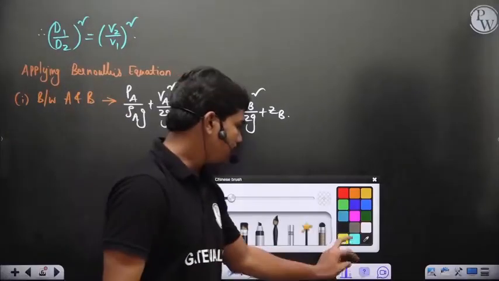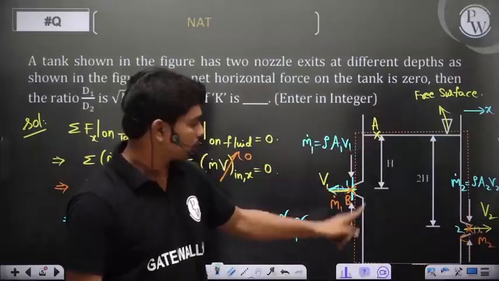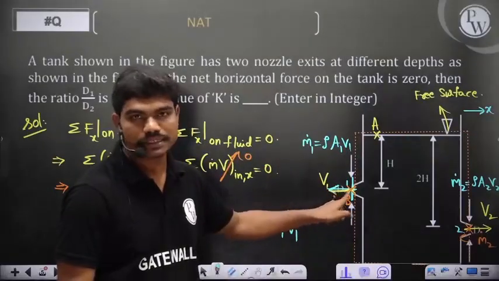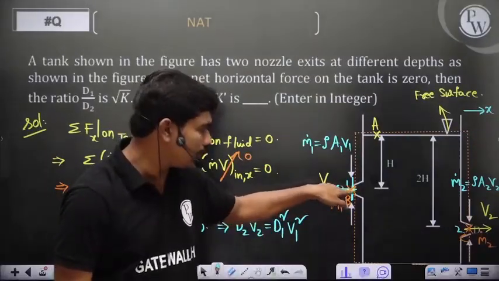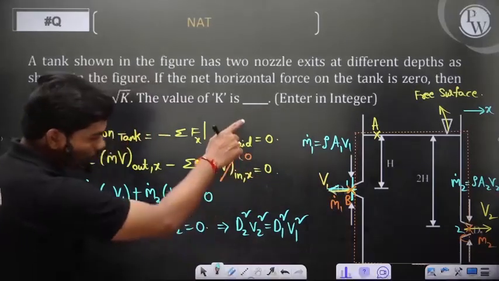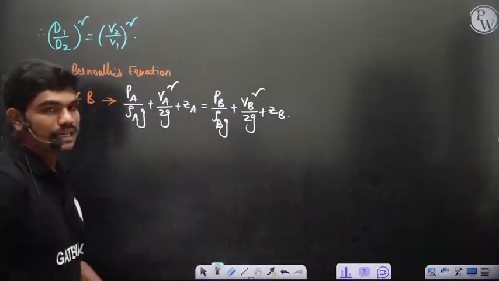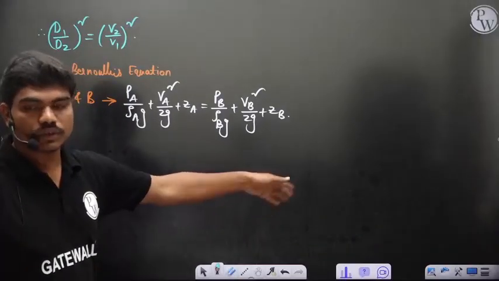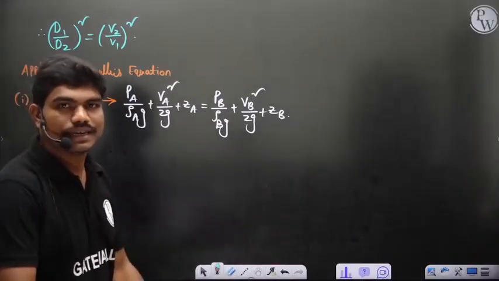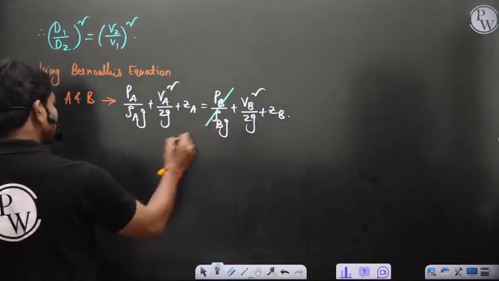Now, points A and B. A is open to atmosphere, B is also open to atmosphere, correct? At B, the exit, whatever fluid is coming is also going to the atmosphere. Okay, so at A and B, PA and PB are the same. And the fluid is a liquid, so it's not compressible, we are not taking any compressible flows, it's purely incompressible, so these two terms get cancelled.